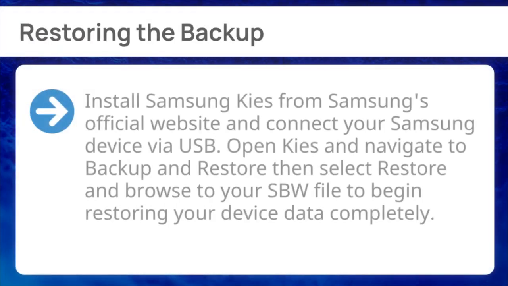First, restoring the backup. Install Samsung Kies from Samsung's official website and connect your Samsung device via USB. Open Kies and navigate to Backup and Restore. Then select Restore and browse to your SBW file to begin restoring your device data completely.